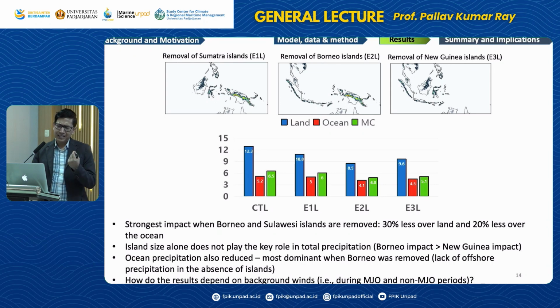Okay. So the question that we are asking now is, how do these results depend on background winds? For example, during MJO and non-MJO periods. During the MJO period, the maritime continent has westerly winds, and during the non-MJO period, you have easterly winds. So if you separate those westerly winds and easterly winds, you can literally separate when there is MJO and when there is no MJO. Okay.